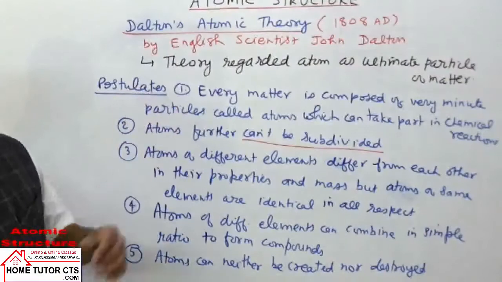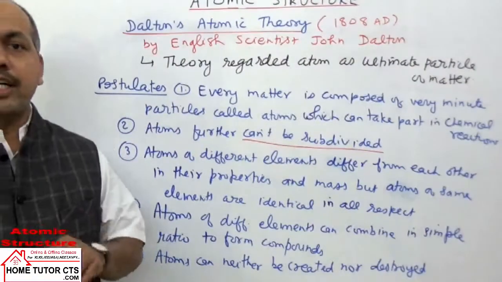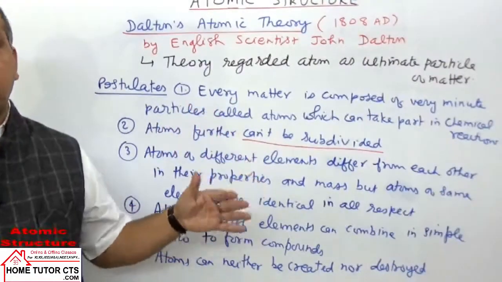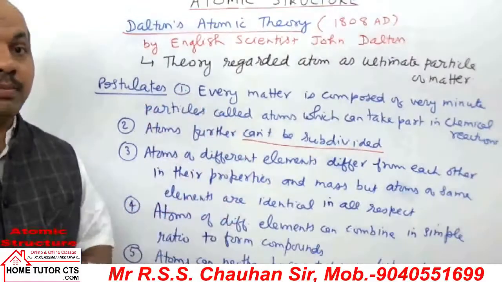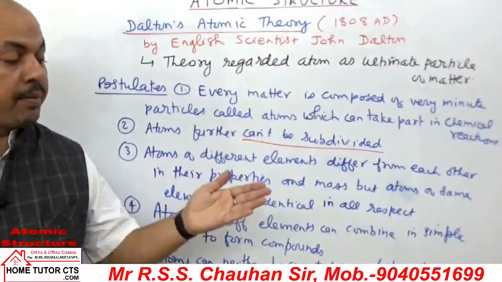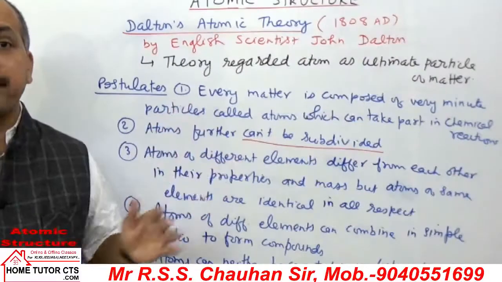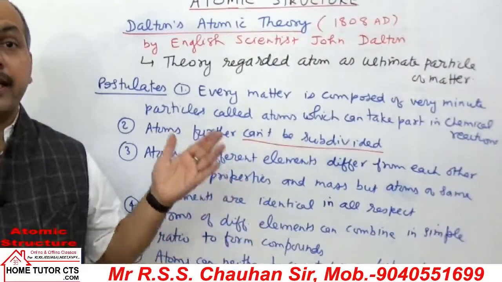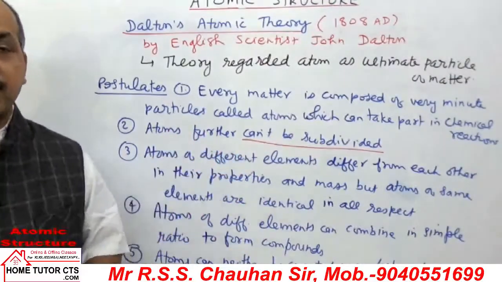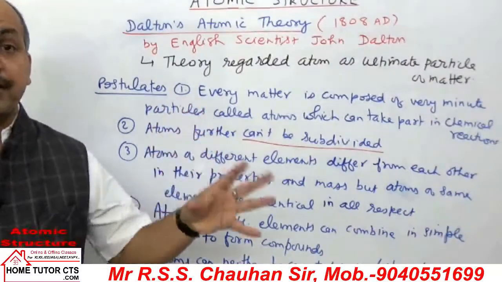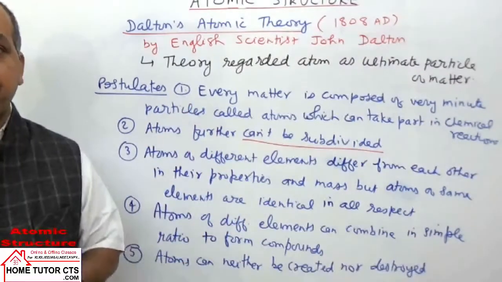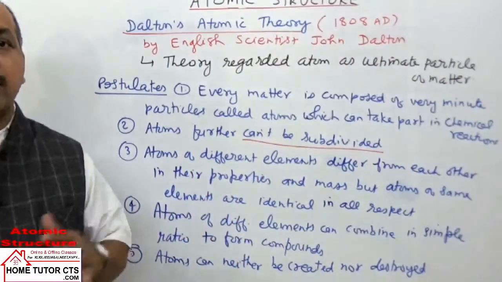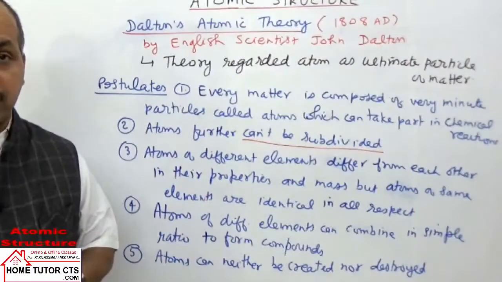For this theory, we have some applications and drawbacks. Taking the applications first, this theory was able to successfully explain the different laws that we discussed in the basic principles, the laws of chemical combination, like the law of conservation of mass. Then the law of definite proportions: in a compound, the elements will always have a definite percentage by mass. It could also explain the law of multiple proportions.